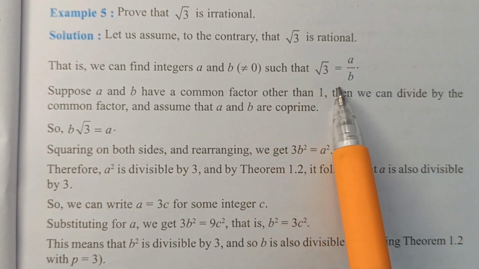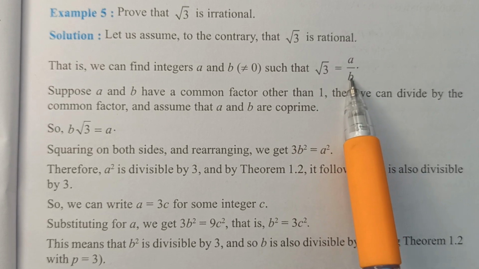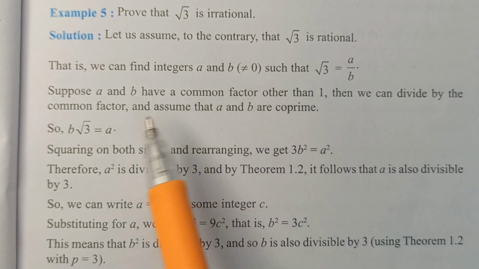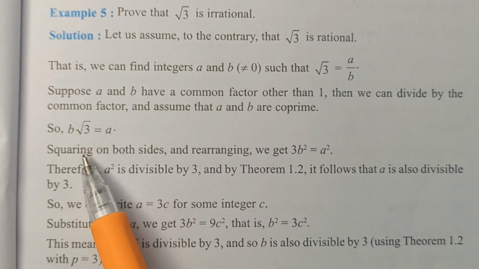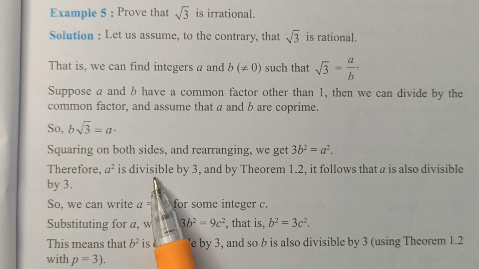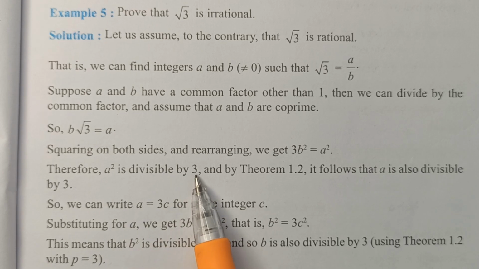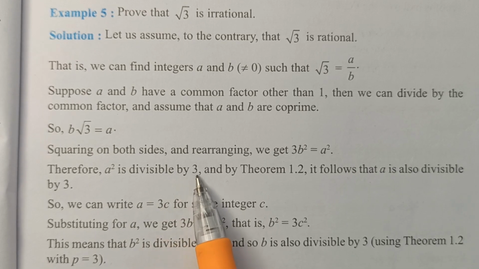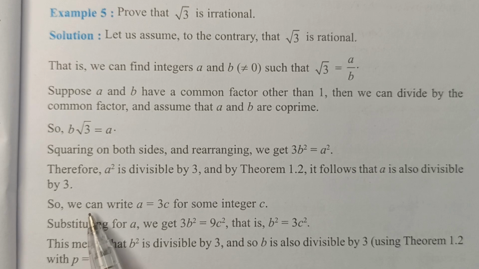Okay, so b root 3 equals a. In the equation root 3 equals a by b, b goes to the left hand side, so b root 3 equals a. Squaring on both sides we get 3b square equals a square. Therefore a square is divisible by 3. This means that a is divisible by 3. We can write a equals 3c for some integer c.